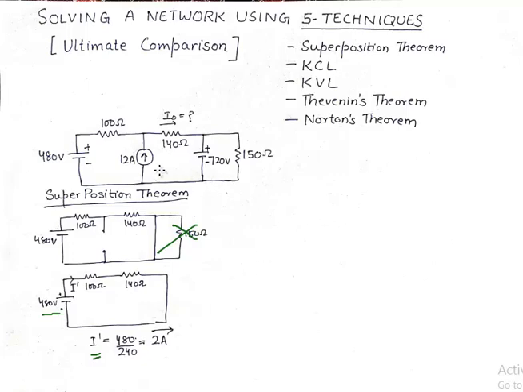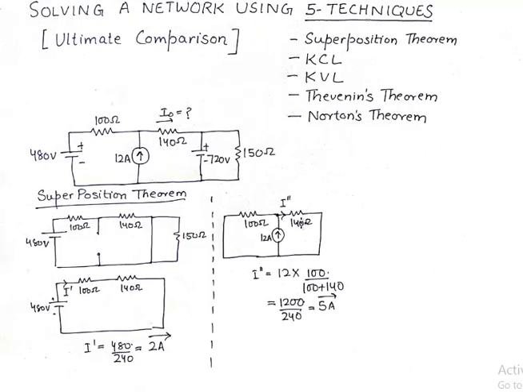So next I'll take the 12 ampere source. When I take the 12 ampere source, this 480 volt voltage source goes away, it is shorted. 720 goes away, it is shorted, and the resistance parallel to that goes away because of this shorted line. And simply we need to calculate I double dash, which is the current through the 140 ohm resistor. I double dash comes out to be, by the way, this is the current division rule. So if you have any problem in current division rule, you could watch my video on current division rule.